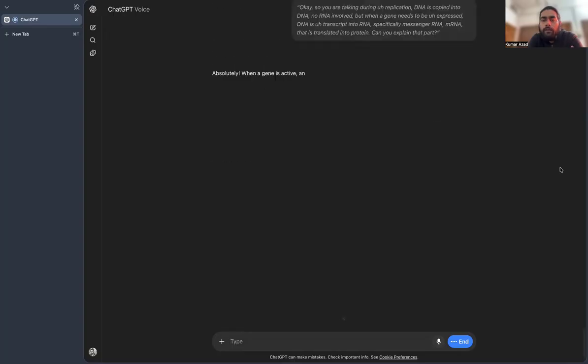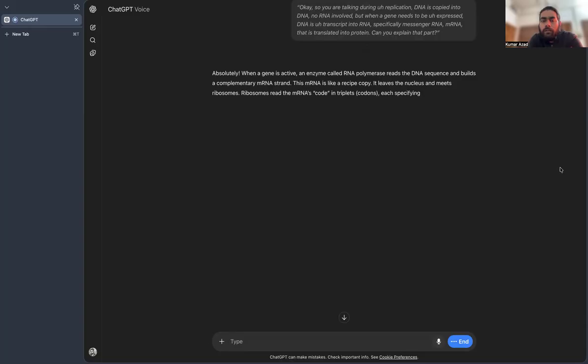Absolutely. When a gene is active, an enzyme called RNA polymerase reads the DNA sequence and builds a complementary mRNA strand. This mRNA is like a recipe copy. It leaves the nucleus and meets ribosomes. Ribosomes read the mRNA's code in triplets, codons, each specifying an amino acid. The ribosome links these amino acids into a chain, forming a protein. That protein then carries out functions in the cell. So mRNA is the crucial middle step in turning genetic info into action.